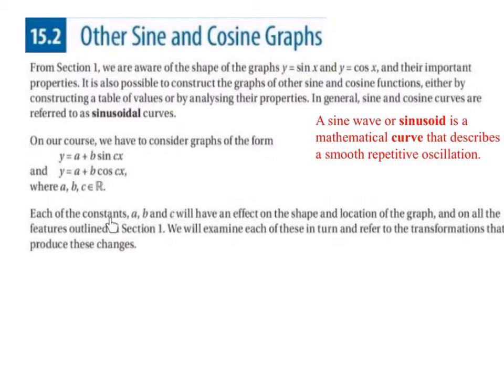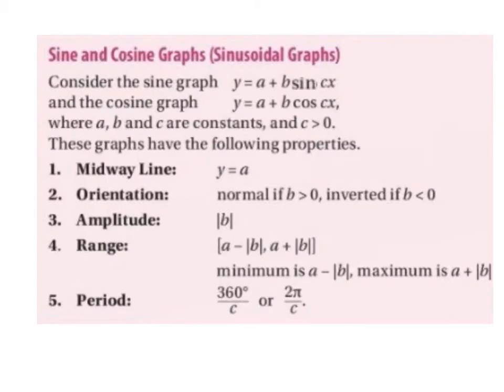Each of the constants, a, b, and c, will have an effect on the shape and location of the graph, and on all the features outlined in section 1. We will examine each of these in turn and refer to the transformations that produce these changes. So this is a summary of all the factors that we're going to learn about in the next few videos, all to do with sine and cosine graphs.